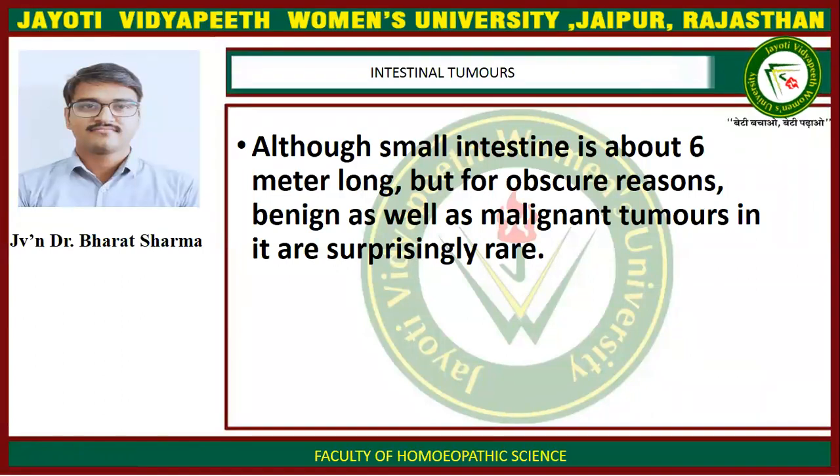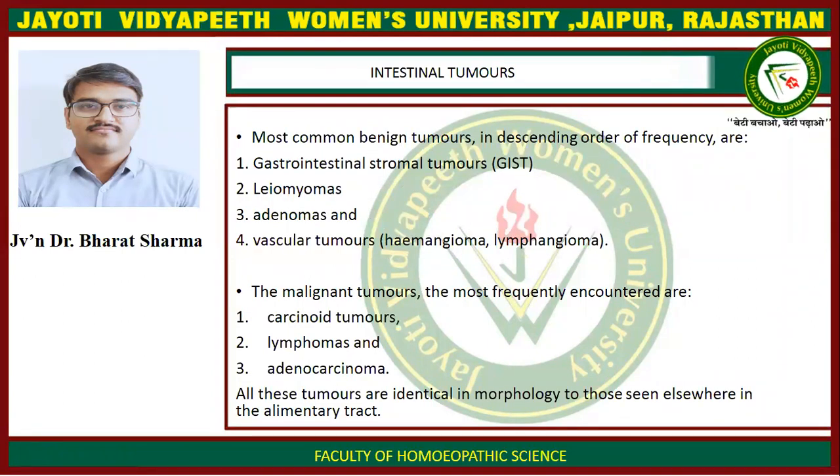Although the small intestine is about 6 meters long, for obscure reasons, benign as well as malignant tumors in it are surprisingly very rare. The most common benign tumors, in descending order of frequency, are: first, gastrointestinal stromal tumors, also known as GIST. Second, leiomyomas. Third, adenomas. And fourth, vascular tumors, which are hemangiomas and lymphangiomas. These are all benign tumors of the intestines.